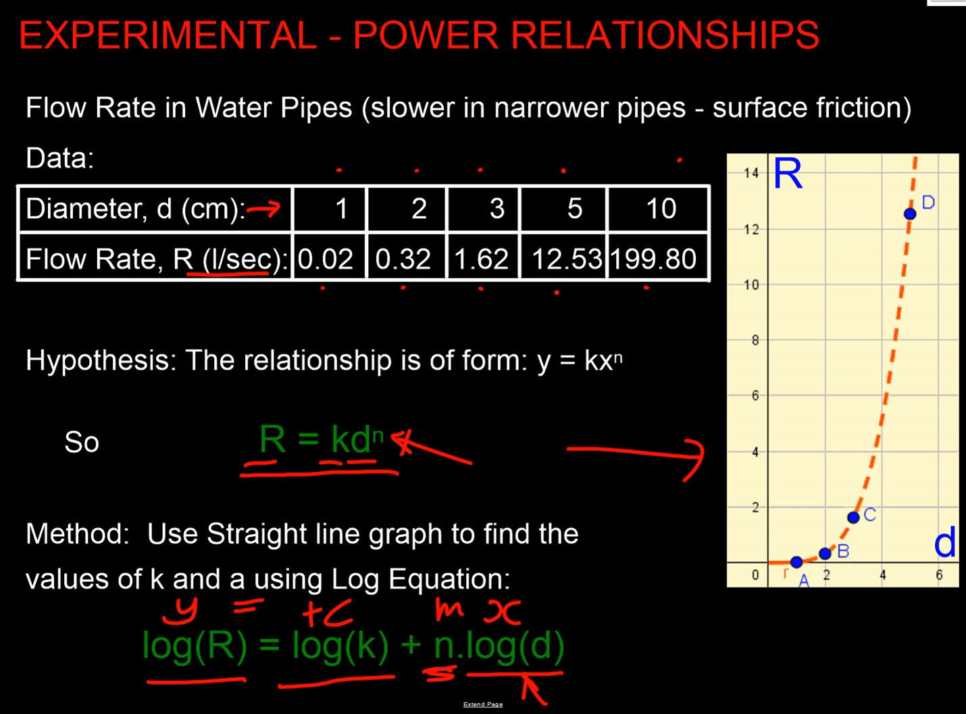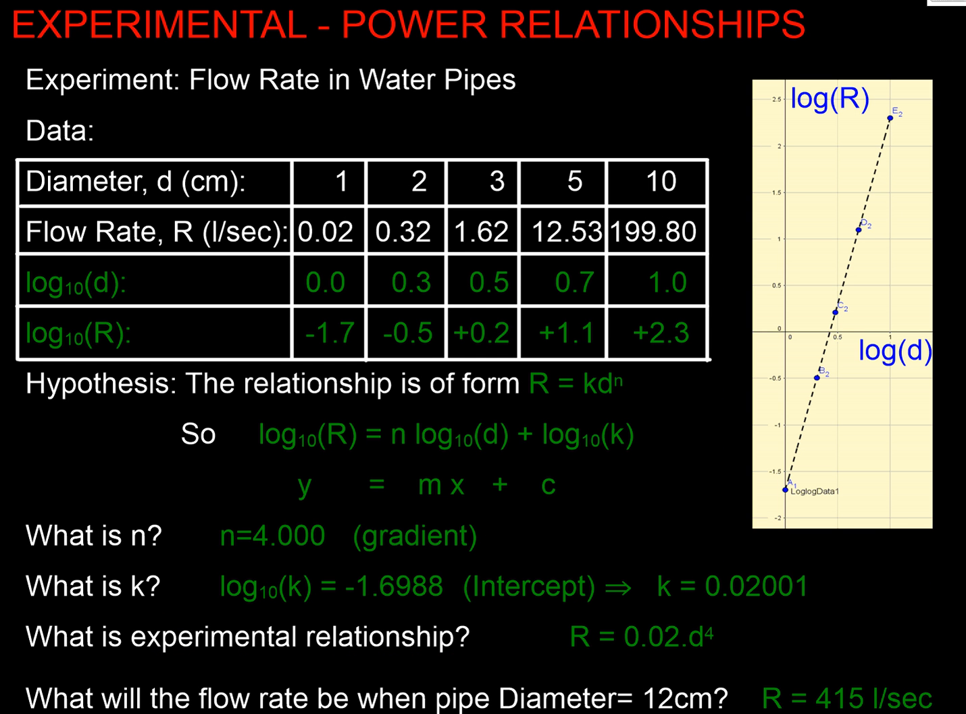So what do I need? In order to graph this, I need the values of log R and I need the values of log d. So what would we do? We'd extend our table and calculate the values of log d and log R, put them into the table for each calculation, and then go from there.